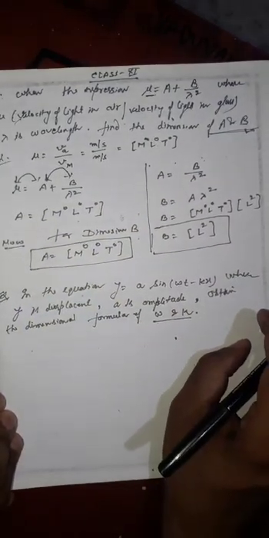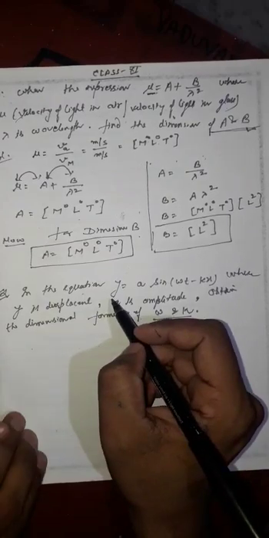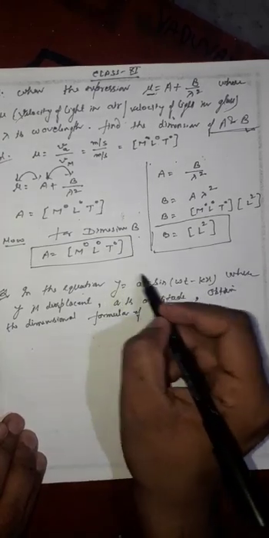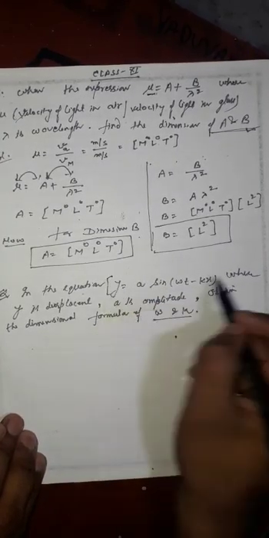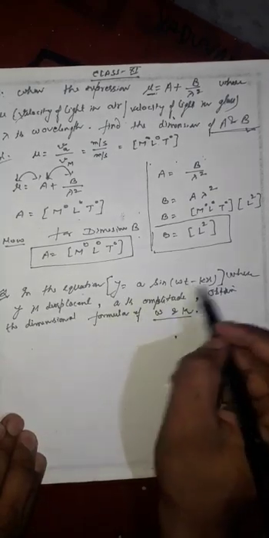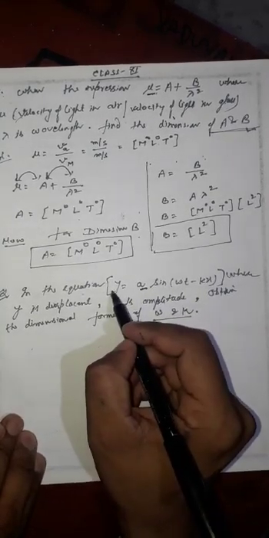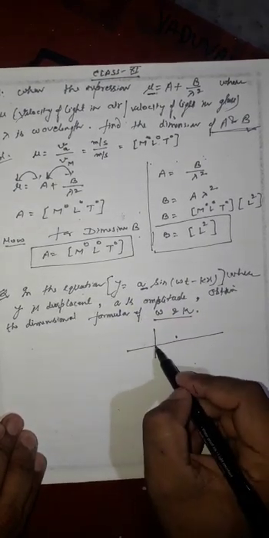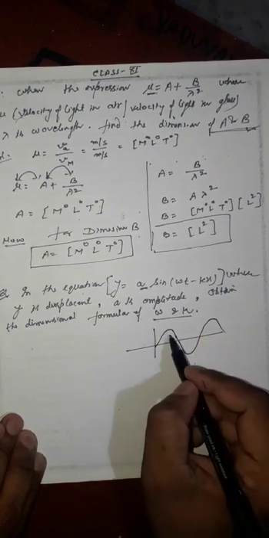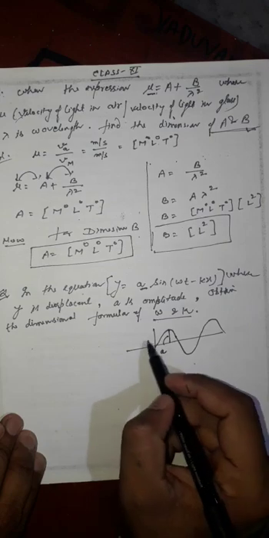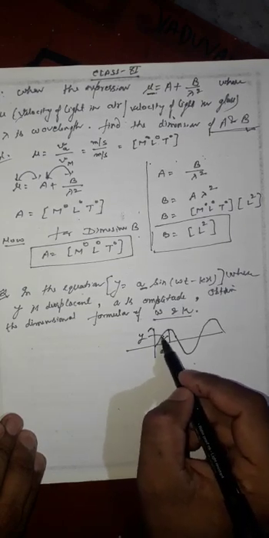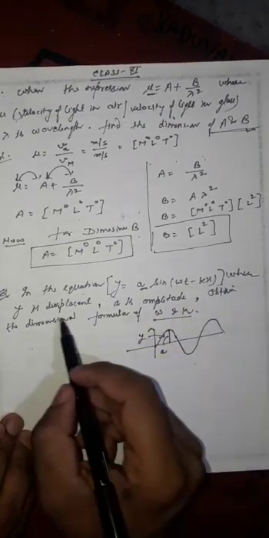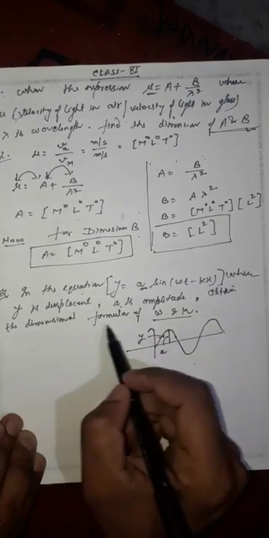Now in this question, in the equation y equal to a sin of omega t minus kx, this is the equation of a progressive wave. We will learn it in the chapter of waves. Right now we have to know the equation y equal to a sin of omega t minus kx, where y is the displacement and a is the amplitude. Amplitude means, if this is the wave, this is called the amplitude. Find the dimensions of omega and k.